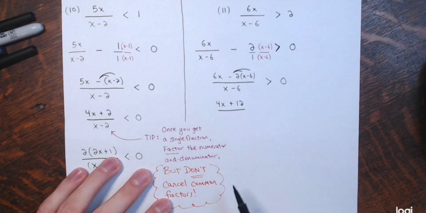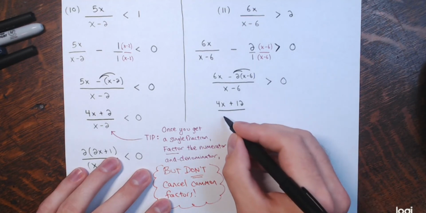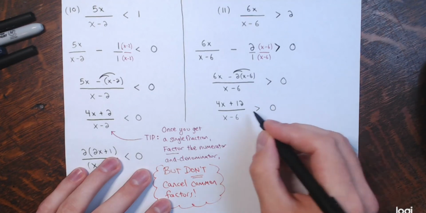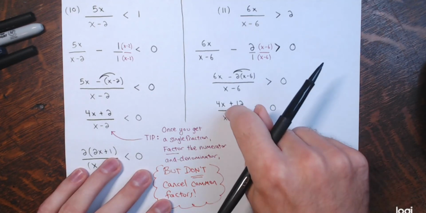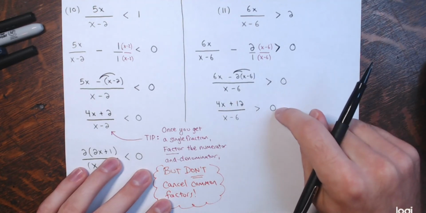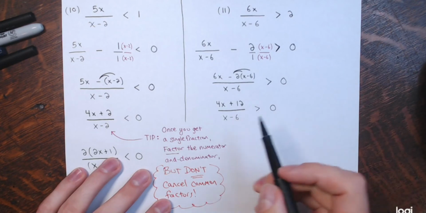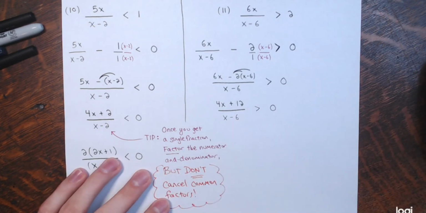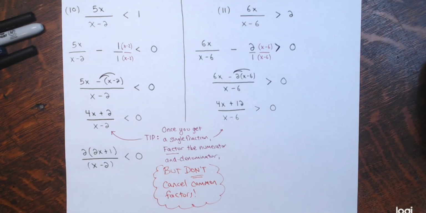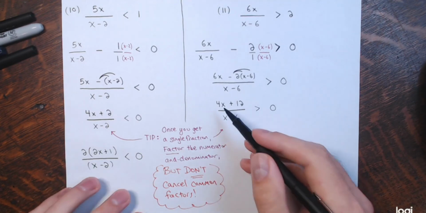So I have 4x plus 12 in the numerator, x minus 6 in the denominator, is greater than 0. And this is what I want. Right? This is what I want. A single fraction on one side, 0 on the other. And just like I said, a little tip here. Once you get that single fraction, make it easy on yourself. Factor the numerator and denominator.